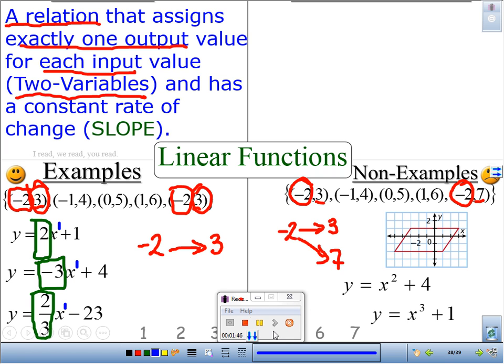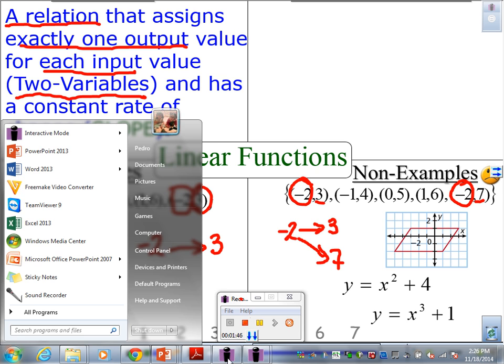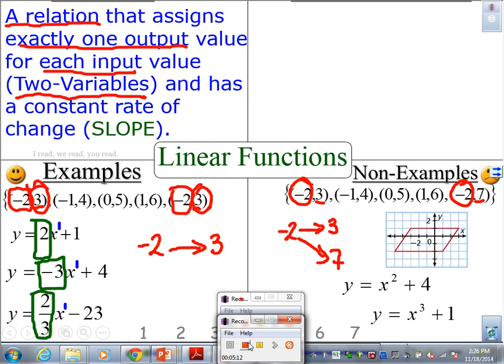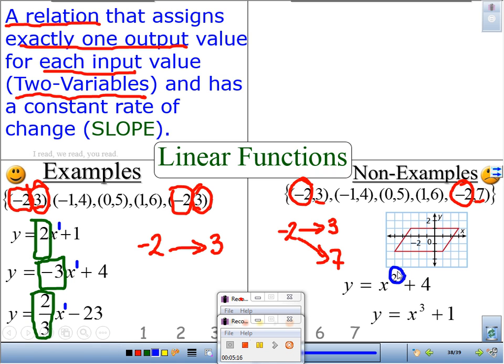Talk it over with your neighbor. What is so different from the non-examples to the examples? That is true. These have an exponent of 2 and of 3, and these only have exponents of 1. So linear functions cannot have exponents greater than 1. Are we there? That's why these do not have a slope, a constant rate of change.